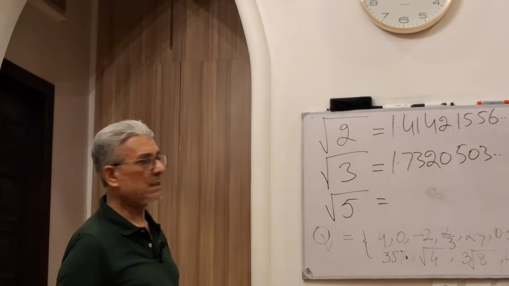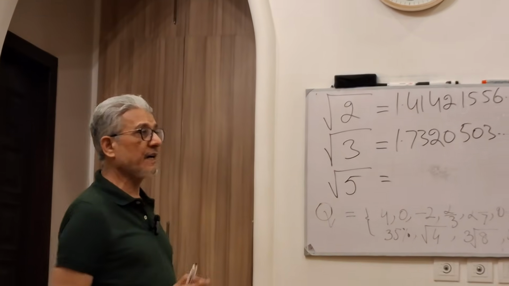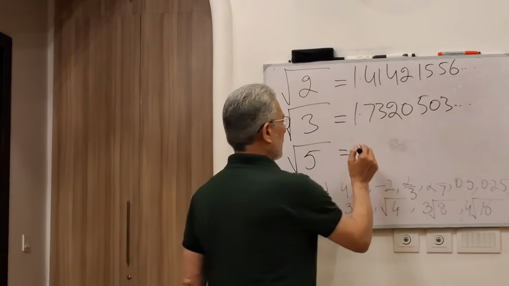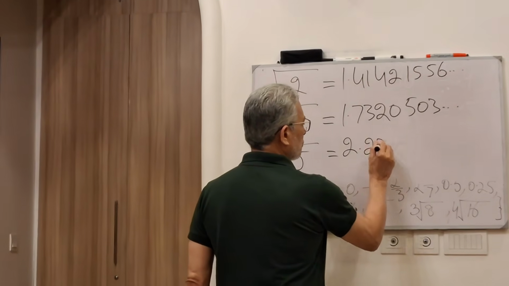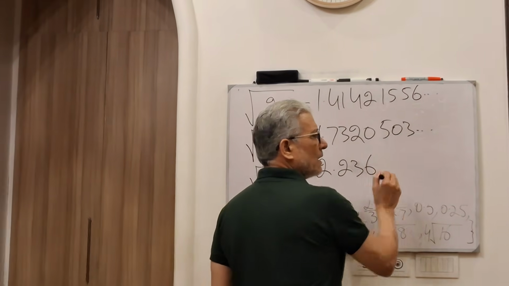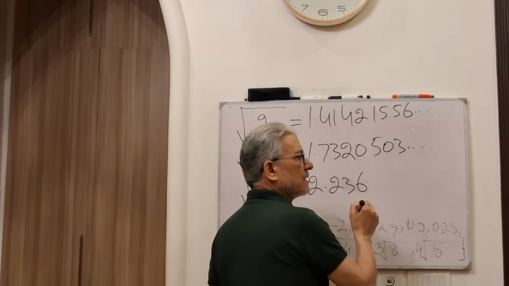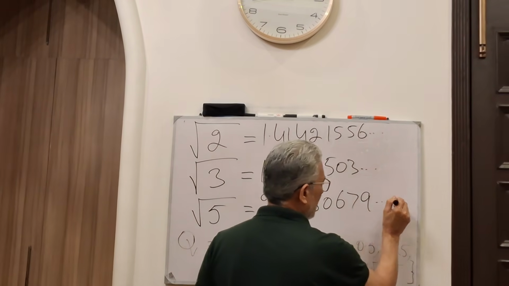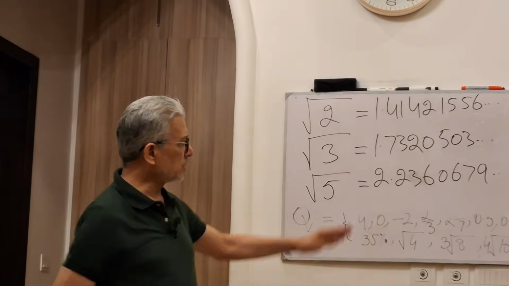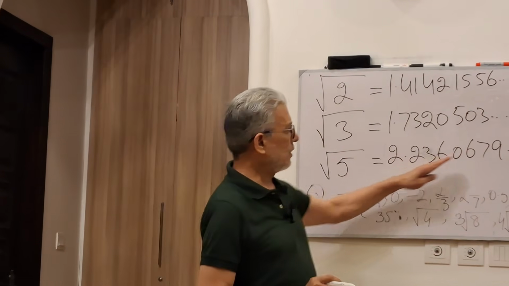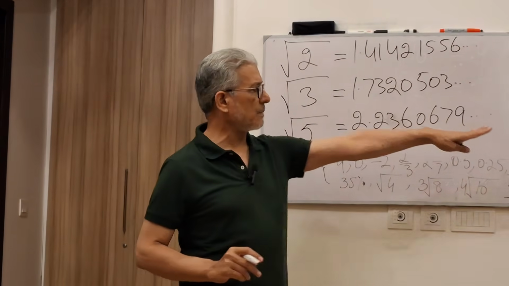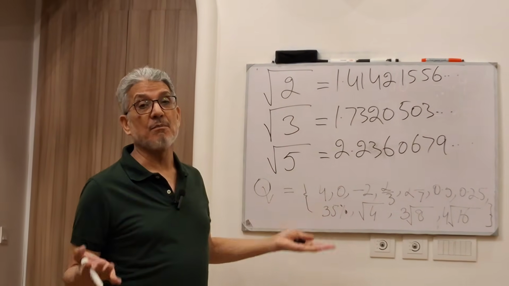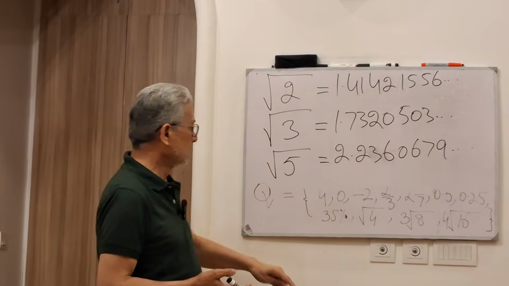This is not a perfect square. So 2, 3, 5 are not perfect squares. And square root of 5, you can ask the calculator, it will give you 2.236, 0679, and so on. Keep going. There's no pattern. There's no repetition. So no digit is repeating. So it is an irrational number. It is not a rational number.